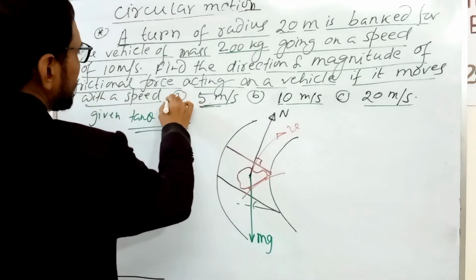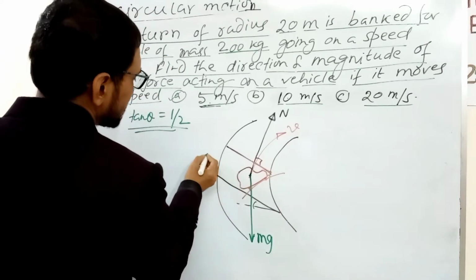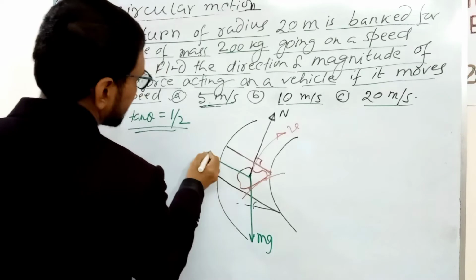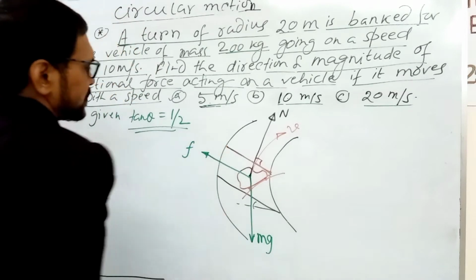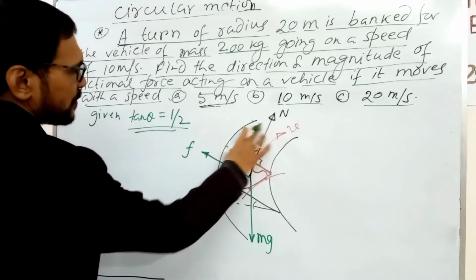Now consider the velocity is less. Velocity is less means in which direction does friction act? Friction acts along the inclined plane outward, that is, in this direction. Now these are the main forces.